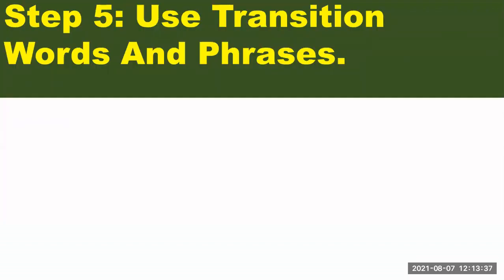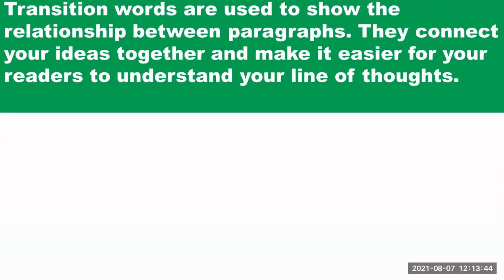Now, step number 5, or point number 5, is the use of transition words and phrases. There are certain transition words that you can use to show the relationship between paragraphs. You use them to connect your ideas together and make it easier for your readers or audience to understand your line of thoughts.